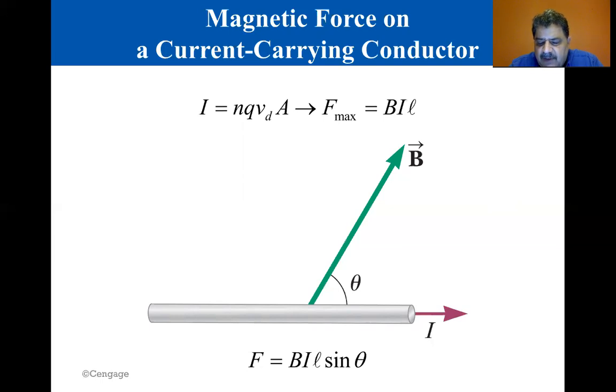And if the current is either in the direction of the field or opposite the direction of the field, the magnetic force on the wire is 0. We'll talk about the right-hand rule in this type of situation in the future.